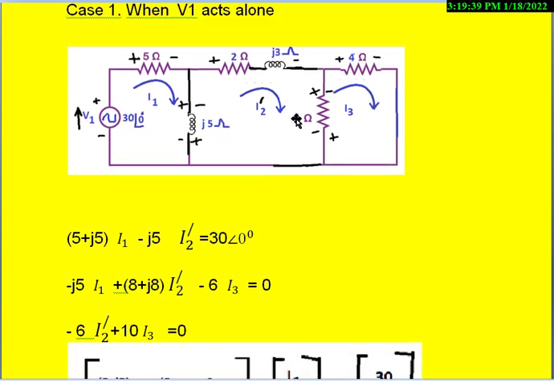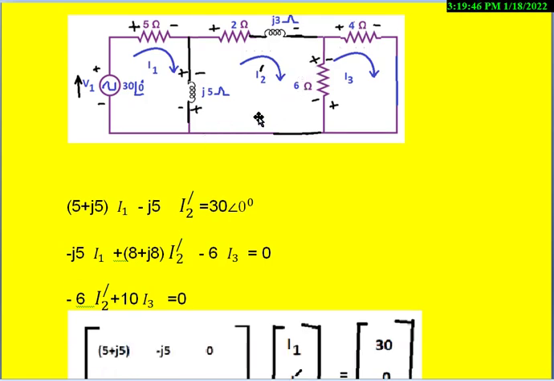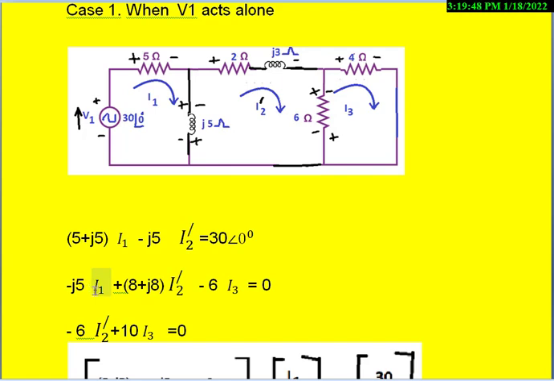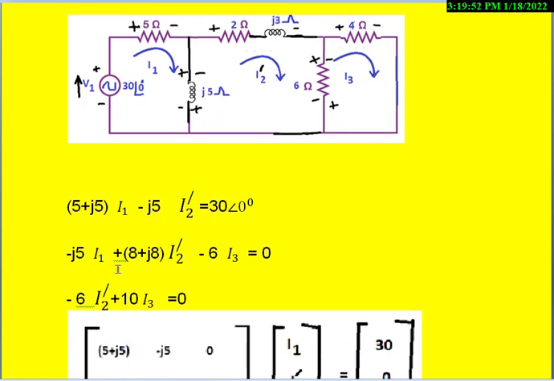And then similarly we can write the loop equation for the second loop. So Z21 is nothing but minus J5, and the current flowing there is I1, so we will write minus J5 I1 plus Z22, which means 8 plus J8, into I2 dash. Next there is another current flowing here, I3, that is flowing against the I2 dash, so we get here minus 6 I3 is equal to 0.